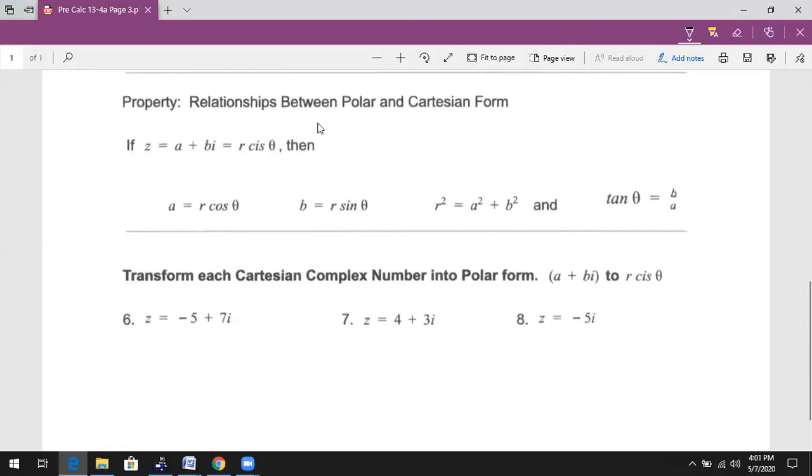And the relationships between polar and Cartesian, once again, if Z, our complex number, is A plus BI in Cartesian form, it's R cis theta in polar form. And that means A equals R cosine theta, B equals R sine theta, R squared is A squared plus B squared, and the tangent of theta is B over A. Check your quadrant.